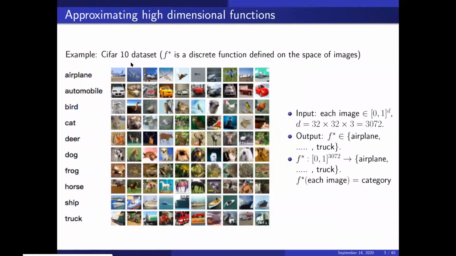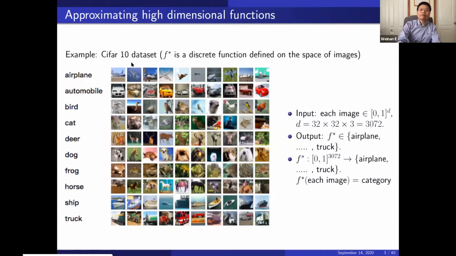But in mathematical terms, this is approximating a very high dimensional function, because each image is defined as a point in this high dimensional space, 3,072 dimensional space, because each image is 32 by 32 pixels, and there are 3 dimensions in color space. So we're looking for a function that's defined on this hypercube and maps to 10 categories. So this is a discrete value function on a 3,000 dimensional space.